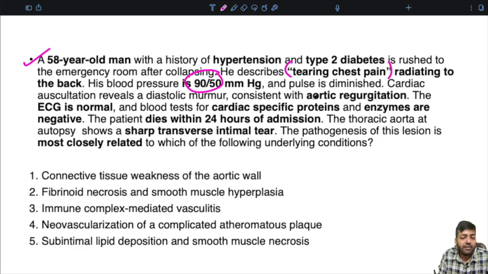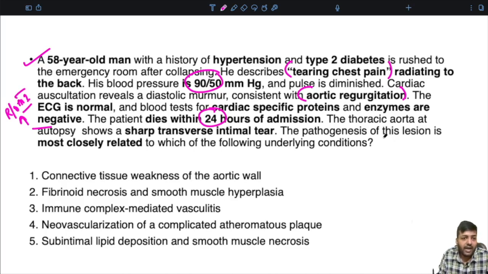Cardiac auscultation reveals a diastolic murmur consistent with aortic regurgitation. The ECG is normal and blood tests for cardiac specific proteins and enzymes are negative. That means we have ruled out myocardial infarction. Yet the patient dies within 24 hours of admission.